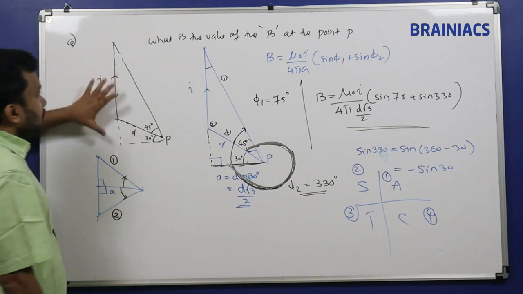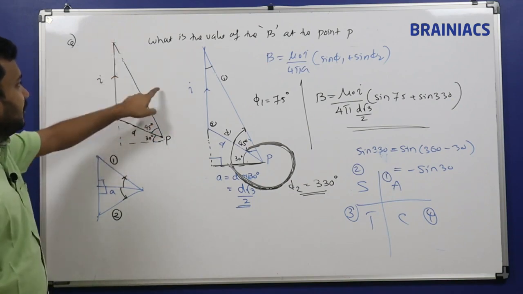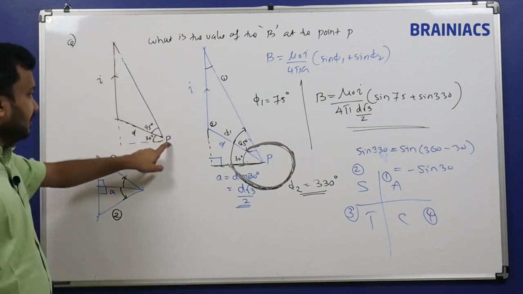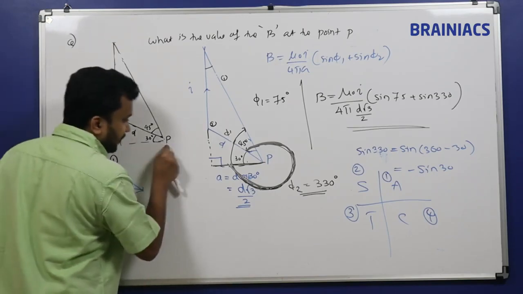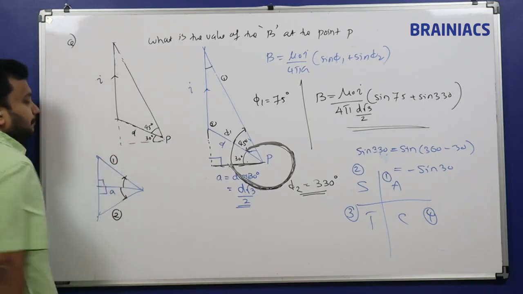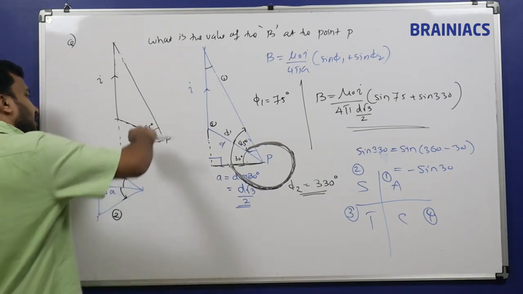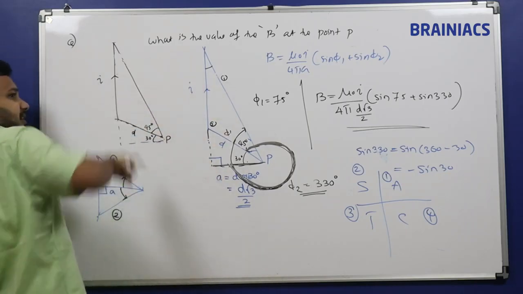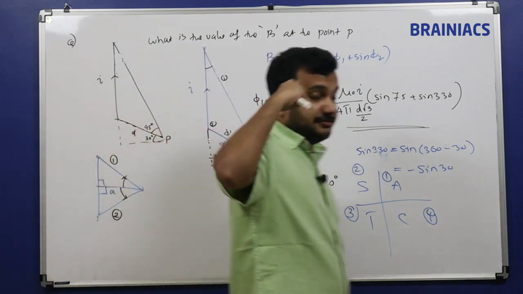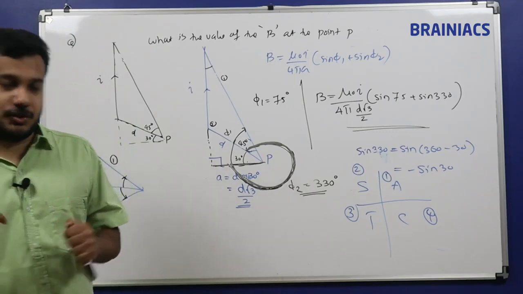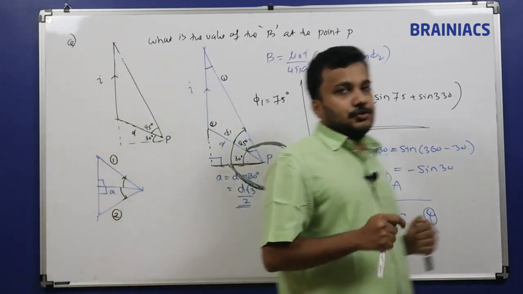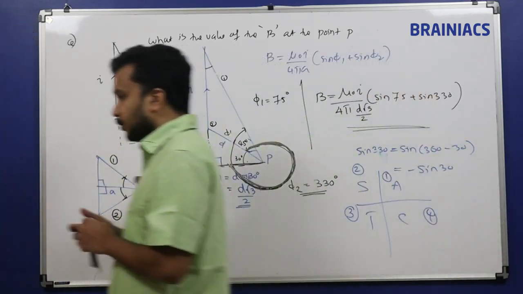In this question, the beauty is that they have placed the point P here, at this point P. So we need to calculate the perpendicular distance. This distance I want, that is called A. Next, what is phi 1? Phi 1 is clockwise, phi 2 is anti-clockwise. That concept definitely should be there in your mind while you are applying Biot-Savart's law. Okay, so we have concluded the Biot-Savart's law.